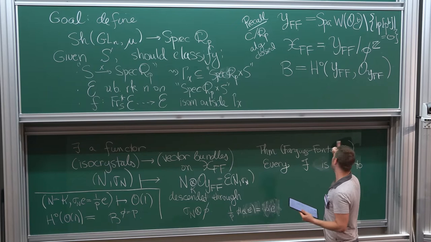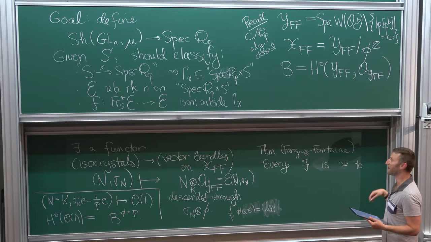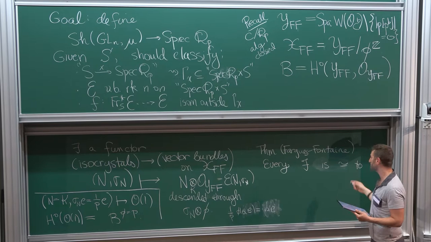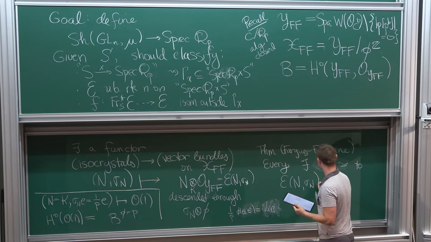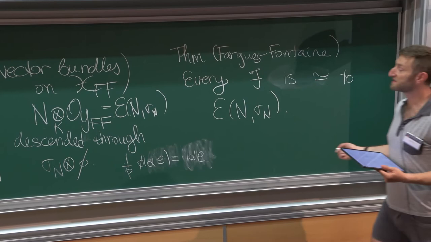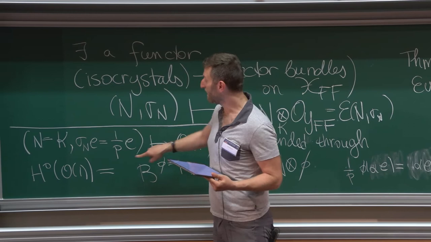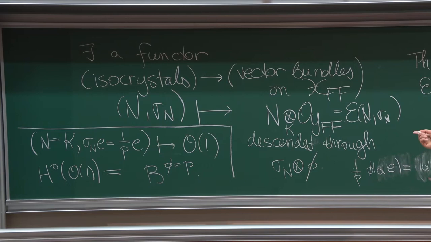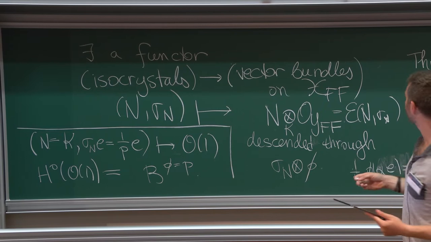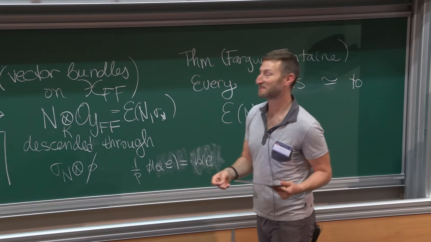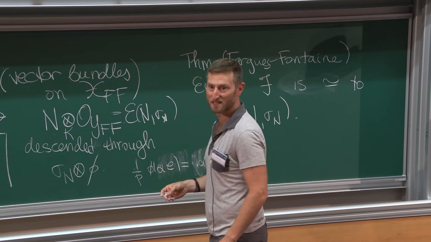You have inverted p already. I've already inverted p, yeah. Everything lives over K in this story. X lives over Q_p in this story, not over K. Yeah. Every F is isomorphic to E(N, sigma_N) for some pair N, sigma_N. But it's not an equivalence. You can see already over here that it's not, because I just said this has many, many elements. They all represent morphisms from O to O(1), and almost none of them come from morphisms between isocrystals. Okay. So we have this kind of enhancement of the category of isocrystals, which is eventually going to be the stack of vector bundles on the Fargues-Fontaine curve, which is the setting for the program of Fargues-Scholze.